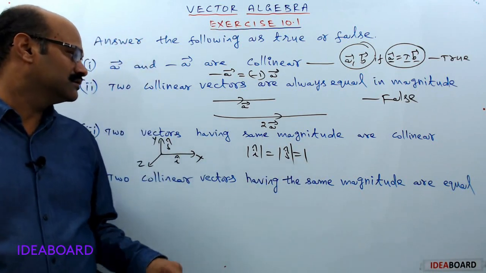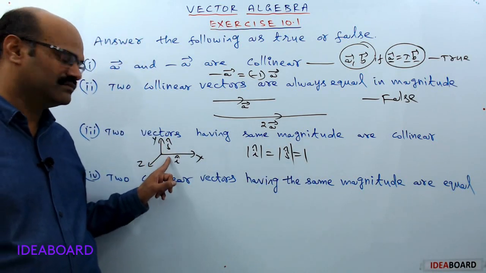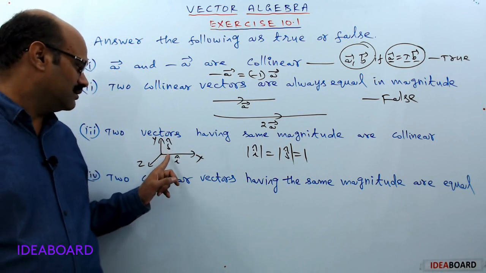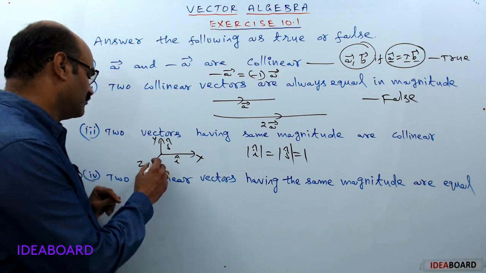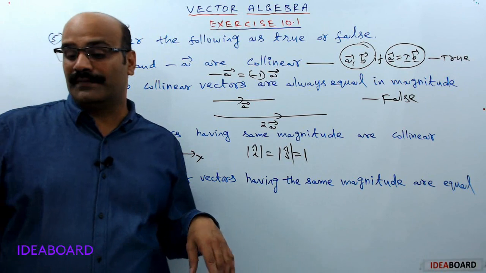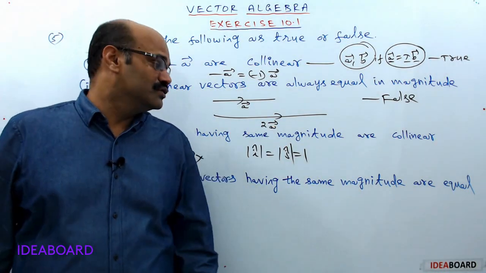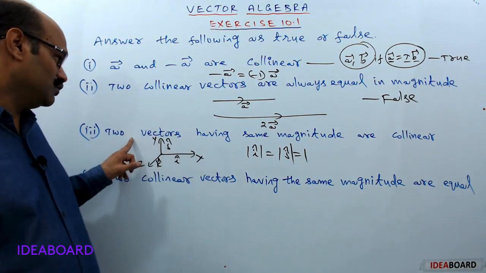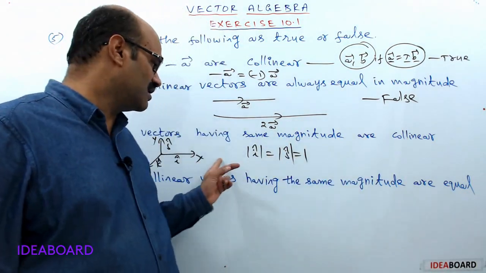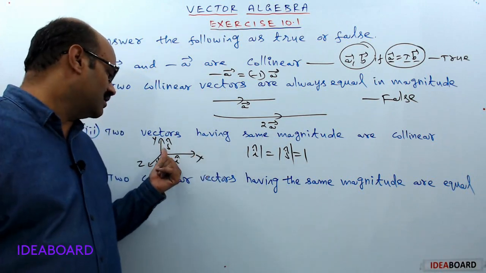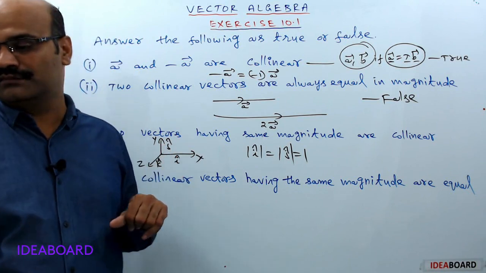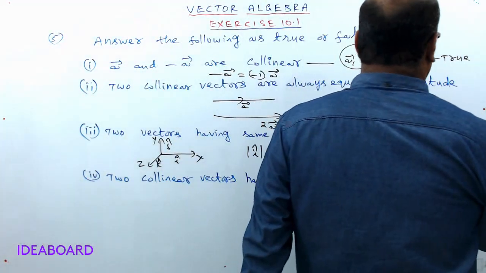But these two vectors are not collinear. These two vectors are perpendicular to each other. All these three vectors, here we have one more, k cap, so i cap, j cap, k cap are mutually perpendicular to each other. So we say that two vectors having the same magnitude are not necessarily collinear. I cap and j cap are not collinear; they are not parallel, they are not lying along the same line. So it is also false.